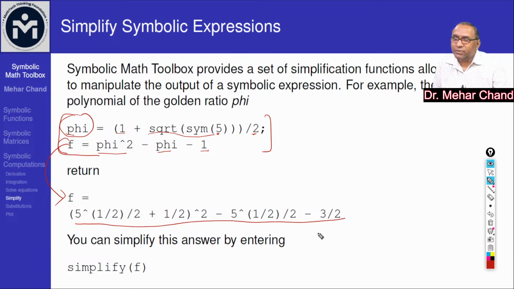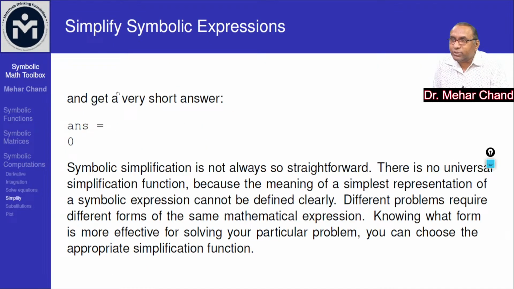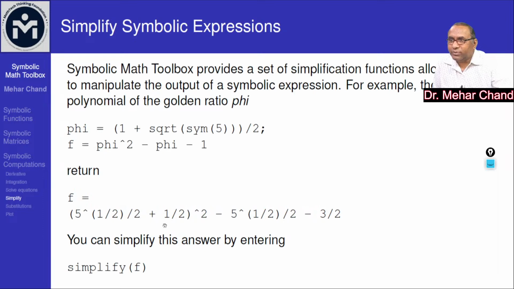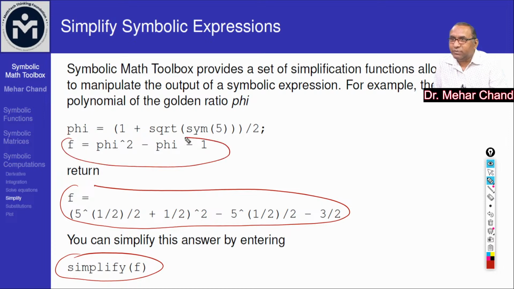If you want to simplify this expression, we have the function simplify. When you use the statement, we have a very short answer, that is 0. This is the expression in the symbolic form, and when you simplify it by using this function, the answer will be 0. When you pass this value through this polynomial, it becomes 0, because phi is a solution of this expression.